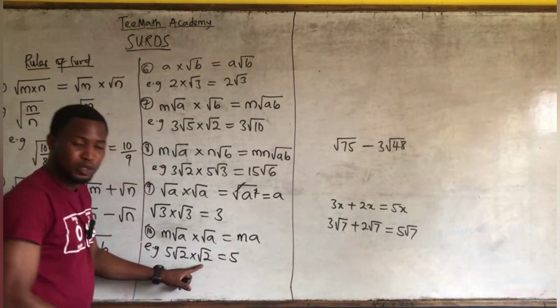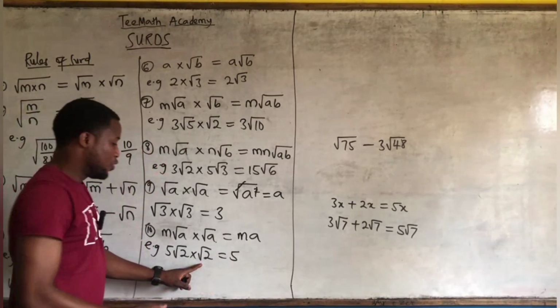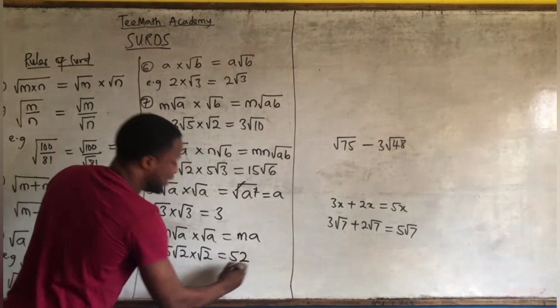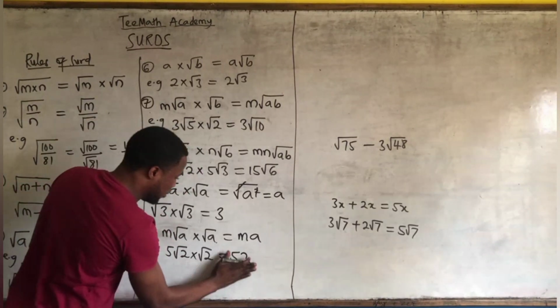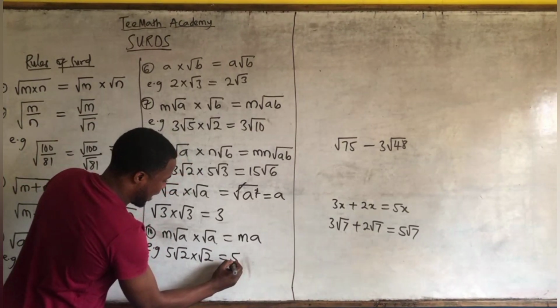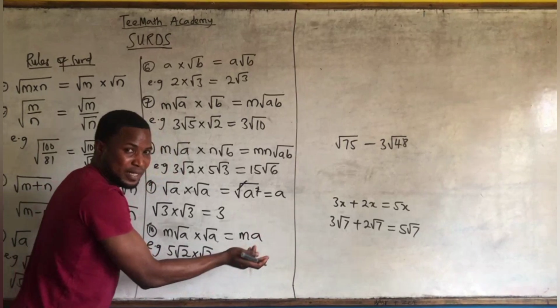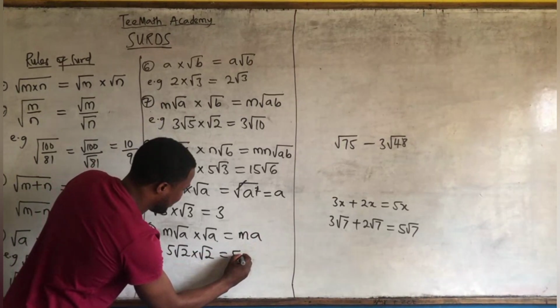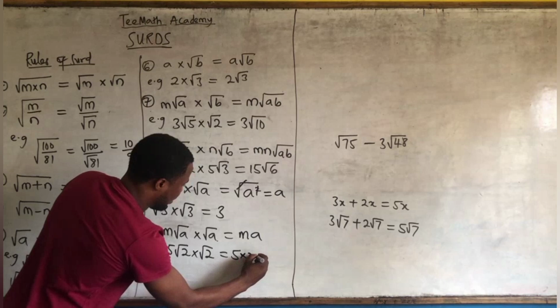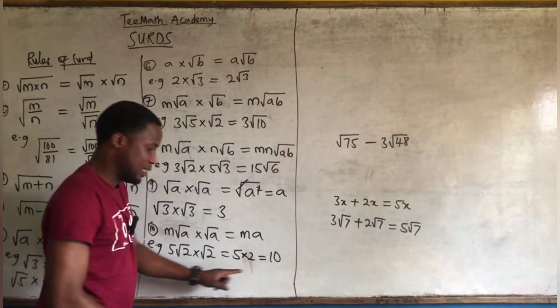Then root 2 times root 2 is supposed to be root 4, and that is 2. So I cannot just say 52 here. It's wrong. There's supposed to be a multiplication. So that would be 5, just like m a, that is m times a. Here will be 5 times 2, and that will be what? 10. So the answer of this place is 10.